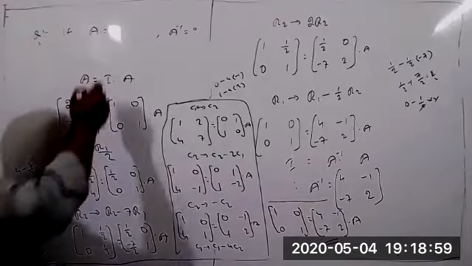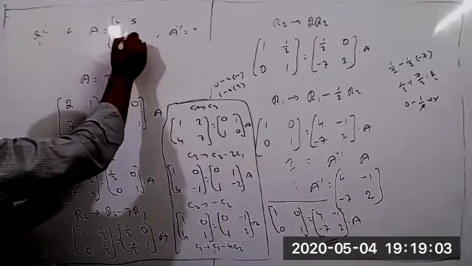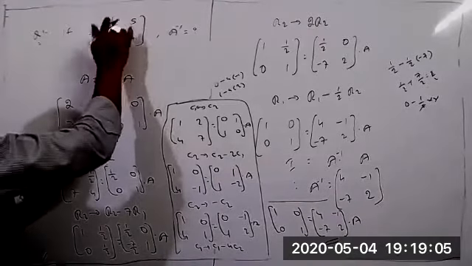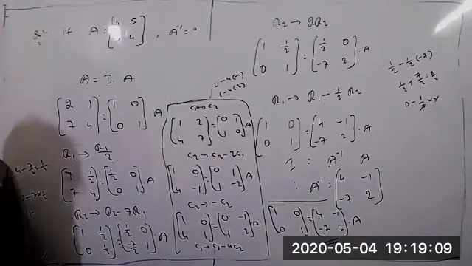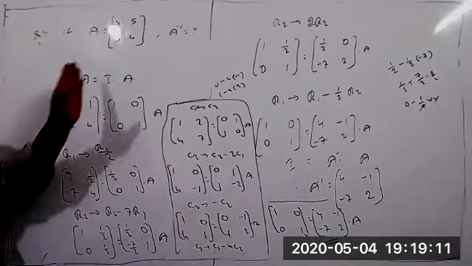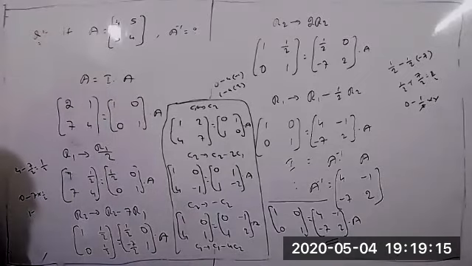A equals 4, 5, 3, 4. First you can just verify that. For finding the inverse of this matrix, is it possible or not?